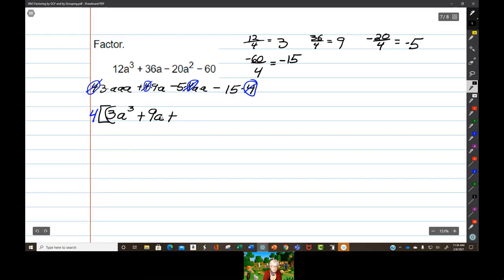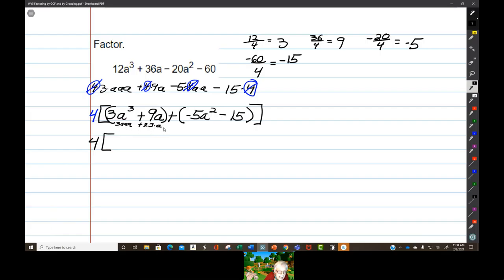And my leftovers are 3a to the third plus 9a plus, parentheses, negative 5a squared minus 50. And then a bracket. Okay, well, each of these terms has a 3, and each of these terms has an A. So you could kind of come under here and go 3AAA plus 3 times 3 times A. And you can see that a 3 and an A is in both terms.